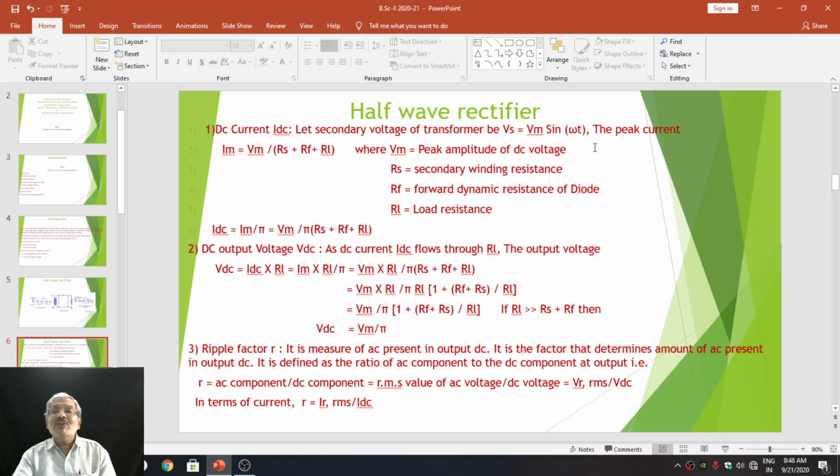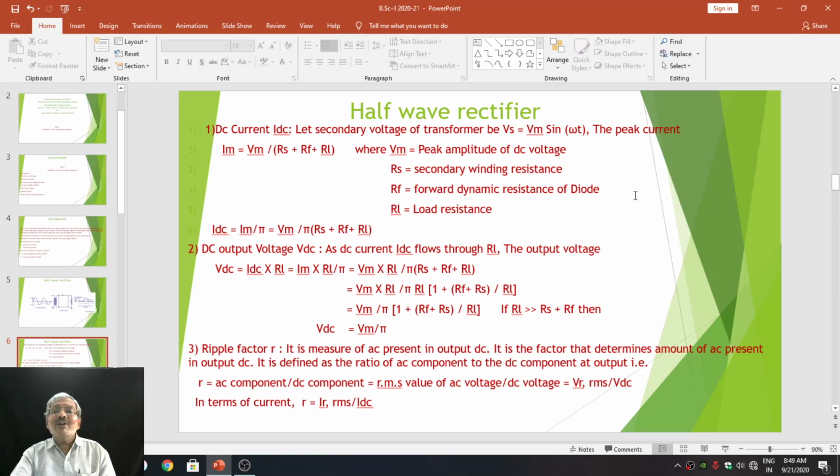From this voltage, we are going to determine the peak current, that is given as Im is equal to Vm upon Rs plus Rf plus RL. We are aware of the peak voltage. Just now we have seen from the waveform, Vm is the peak amplitude of the voltage, and Rs is the secondary winding resistance. Means as the secondary of the transformer has a winding number of turns, its resistance is represented by Rs.